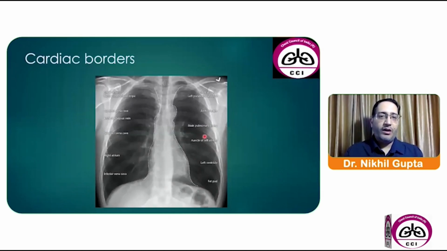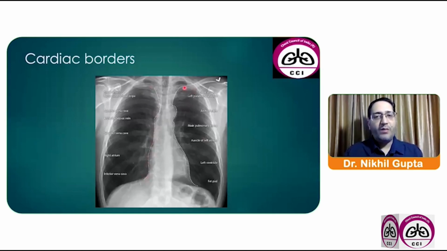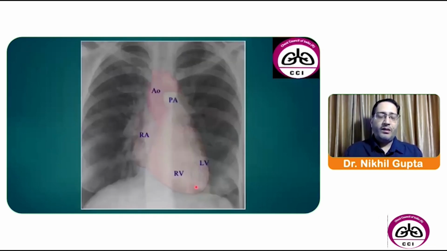Coming to cardiac borders. The right cardiac border is formed by the right paratracheal stripe or great vessels, superior vena cava, azygous arch, then again superior vena cava, right atrium, and inferior vena cava. The left cardiac border is formed by the left paratracheal stripe or great vessels, then arch of aorta, main pulmonary artery, auricle of the left atrium, left ventricle, and the paracardiac fat part. This is better shown here in this colored image.